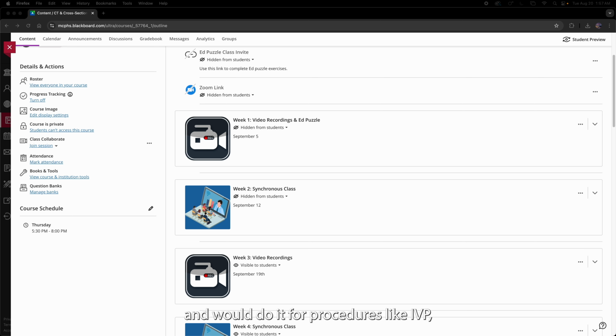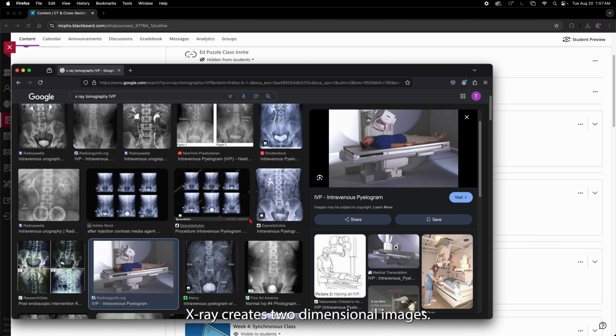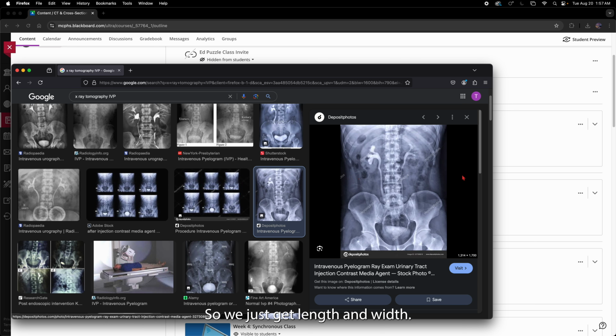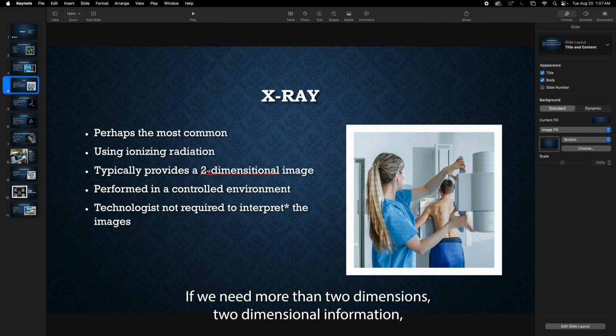And we would do it for procedures like IVP, intravenous pyelograms, right? And I'll show you what that looks like right here. So it's kind of like this, right? So the tube would just create layers of images, but it wasn't very detailed because typically X-ray creates two-dimensional images. So we just get length and width. So no idea of depth. So the images are all overlapping and it's hard to get depth information. So this is why X-rays are not the preferred imaging modality if we need more than two-dimensional information.